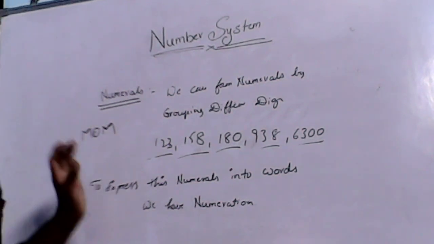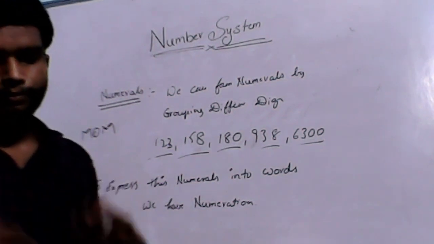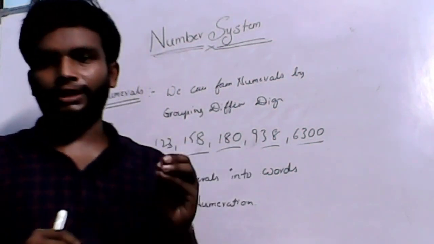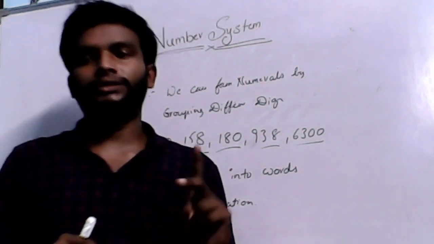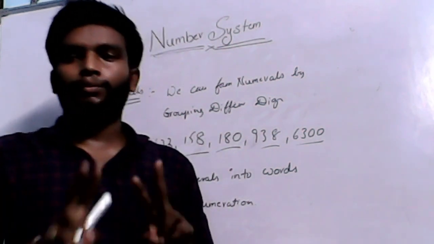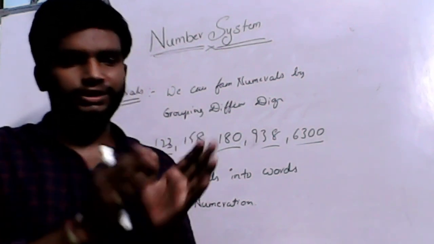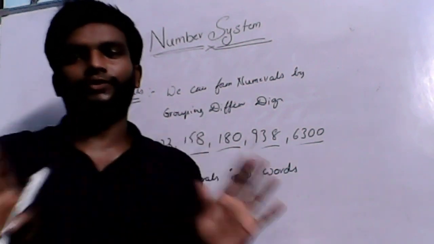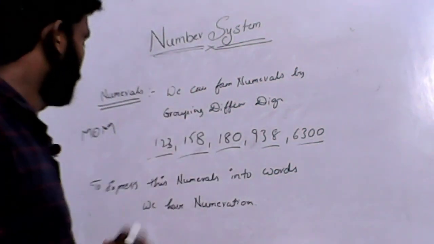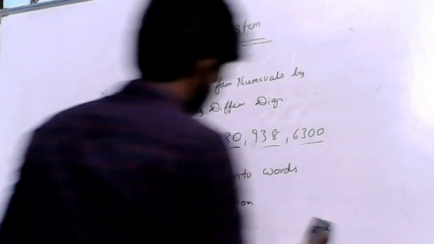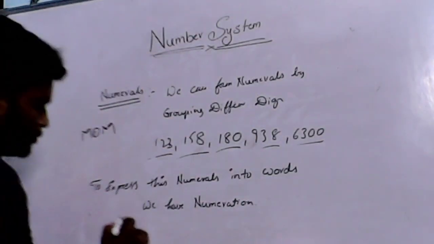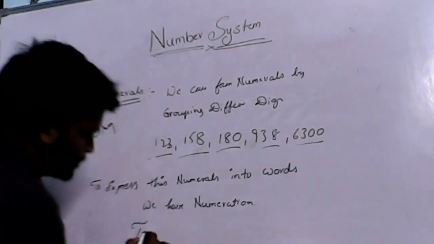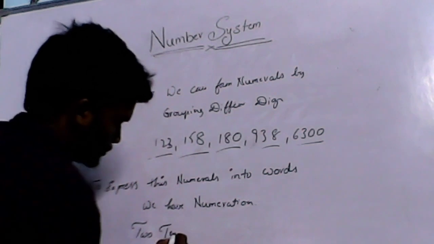So for any language, let's take the example of English. English has two different pronunciations. One is British English and the second one is Indian English. Both of them have the same meaning for a certain word, but the pronunciation will be different. In the same manner, for numeration also we have two types of systems.